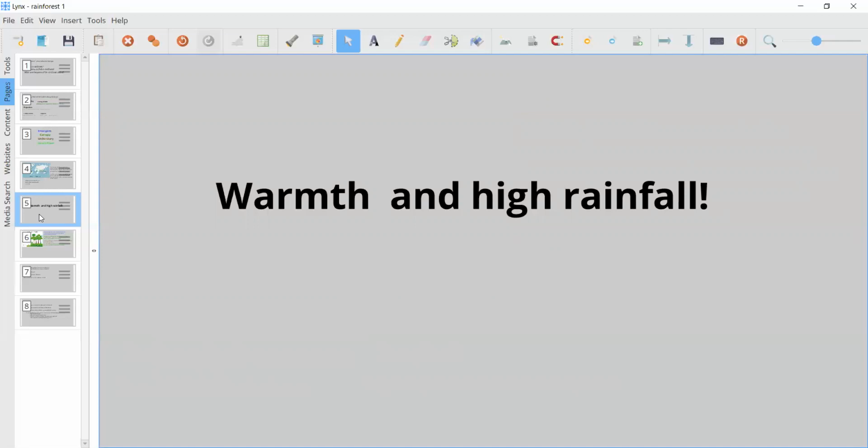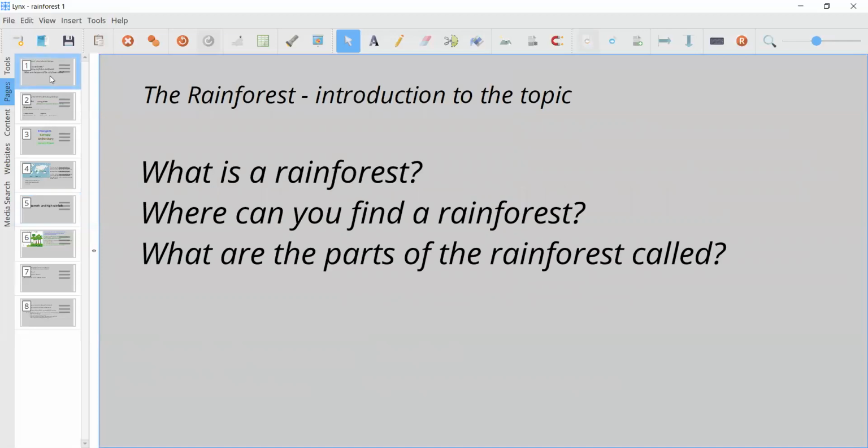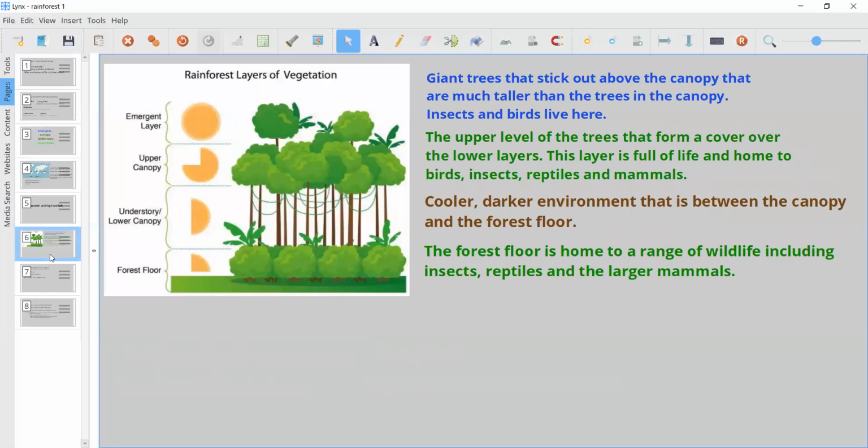Now, the other thing we wanted to learn about today, let's go back, is what are the parts of the rainforest called? We found this lovely diagram on the internet, didn't we? Now we have to research, like you do, to find out this information. So you can see there are 4 layers of the rainforest, and each layer has its own specific characteristics.